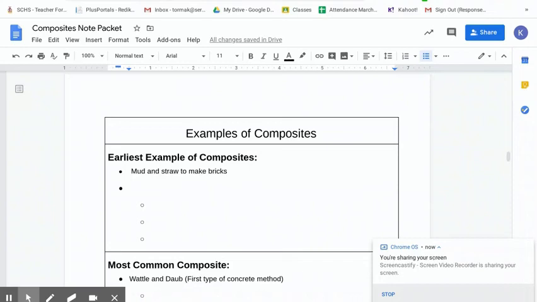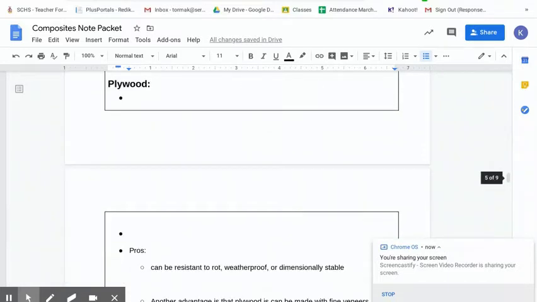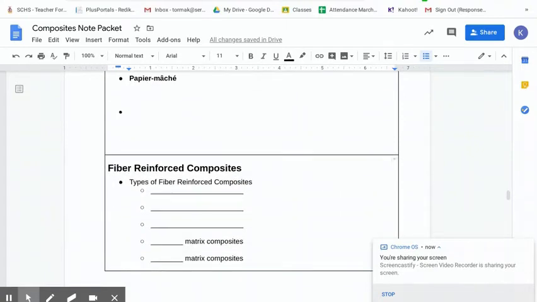So now that you guys have completed the warm-up, I want you to go to this section of your notes where it says examples of composites. We're going to talk about the earliest examples of composites, go into ones that are very popular, and then go into the fiber reinforced composites where it gets more advanced and you see ones that are used for the industries that we talked about in the previous class.